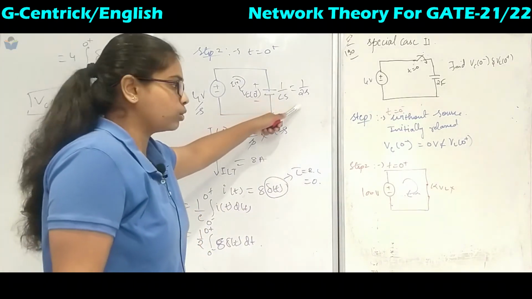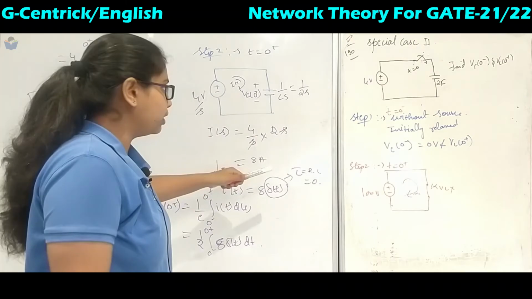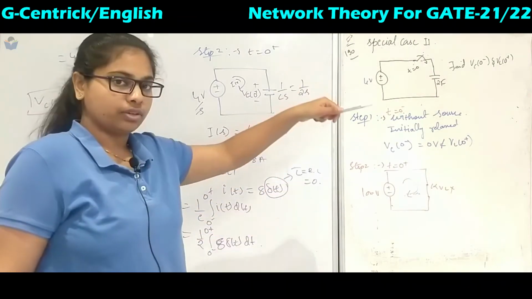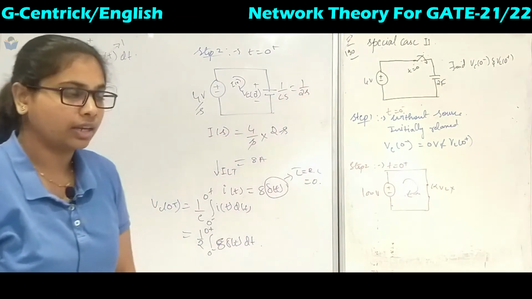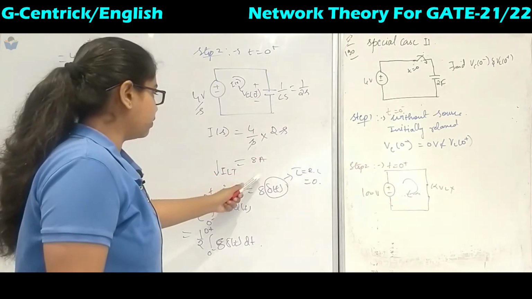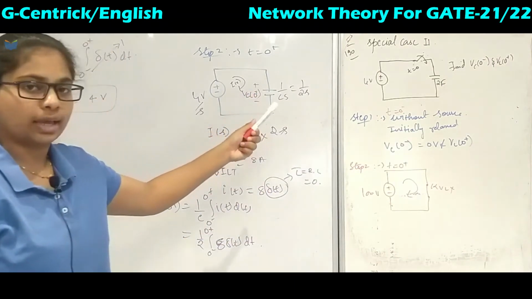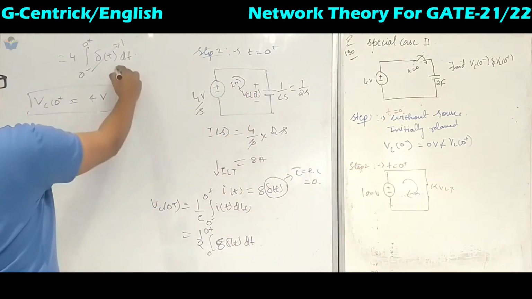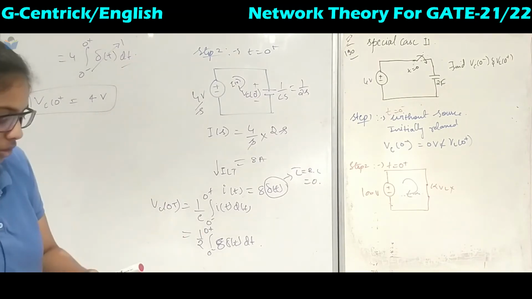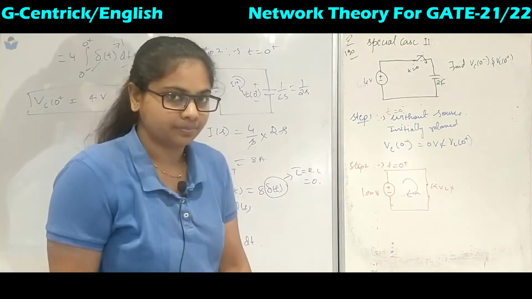So whenever an impulse is given, which is the special case 2, we will solve in this method. We will convert this into Laplace, then we will find the current if it is a capacitor. If it is an inductor, we will see in the next special case. When there is an inductor, we will calculate the voltage and then apply the formula. So we will see now for the inductor.